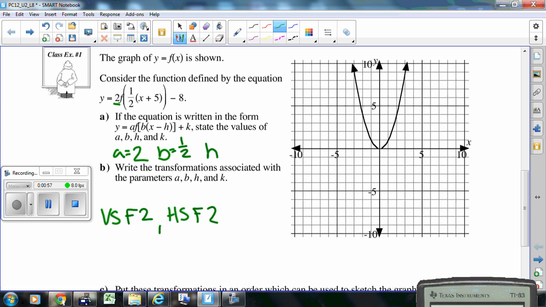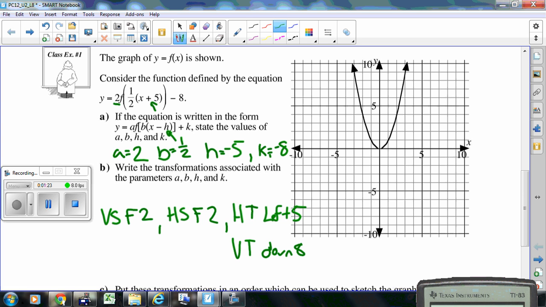My h value, notice how it should be negative here. To make it positive, my h value is -5. What that means is horizontal translation left 5. And then I've got a k value of -8, which means vertical translation down 8.